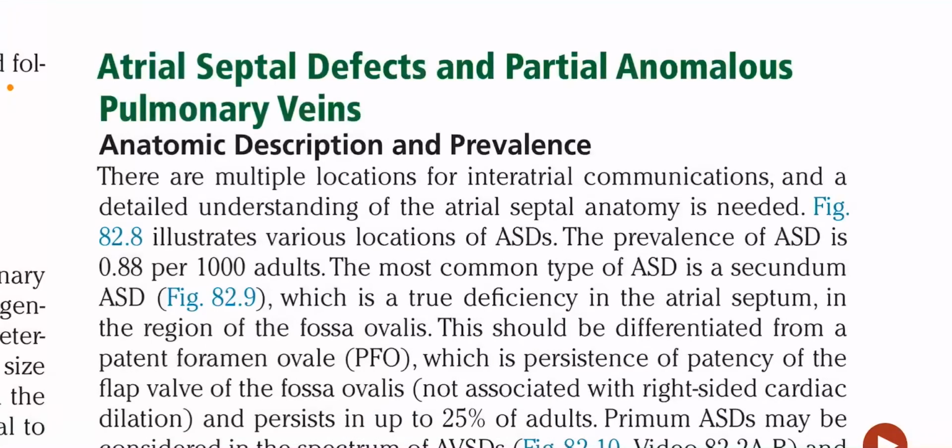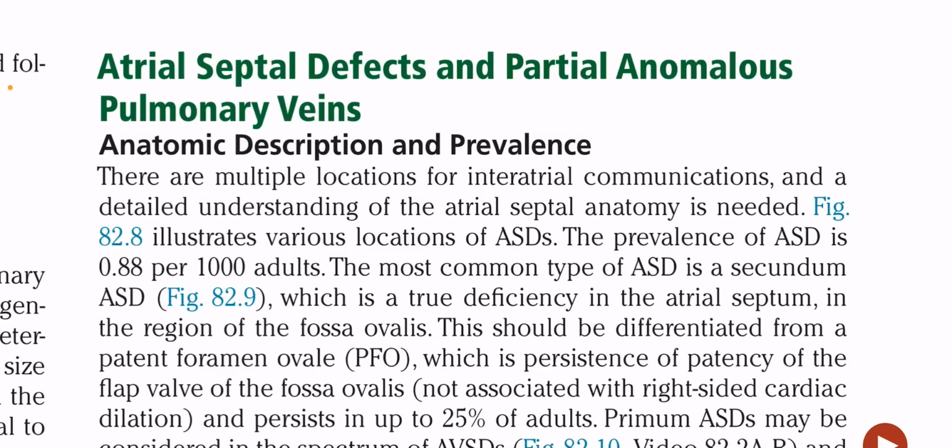Atrial septal defect and partial anomalous pulmonary veins. Anatomic description and prevalence. There are multiple locations for interatrial communications, and a detailed understanding of the atrial septal anatomy is needed. Figure 82.8 illustrates various locations of ASDs.